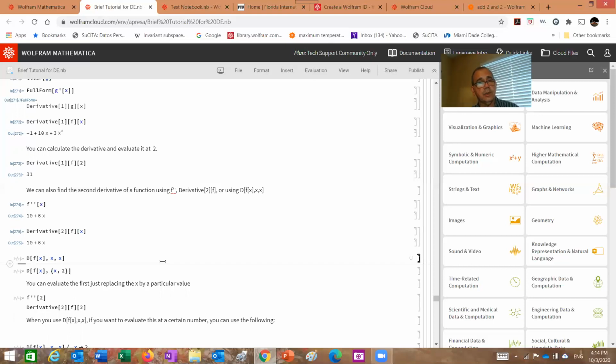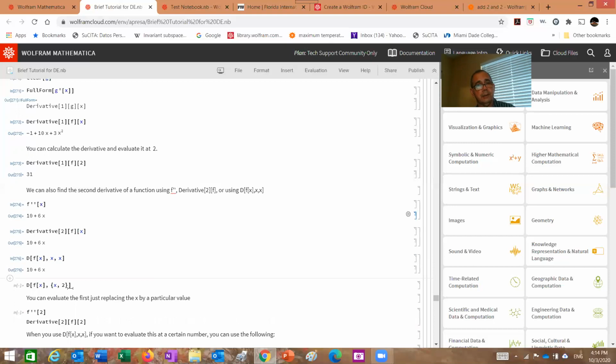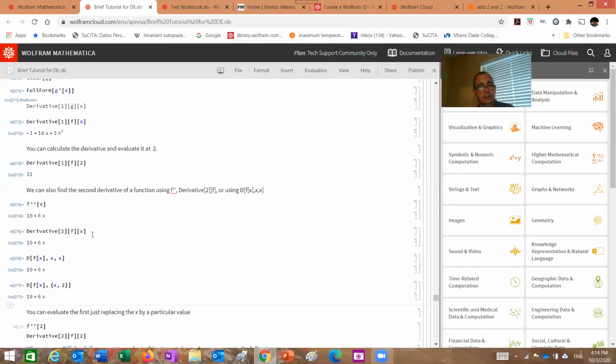And then in this case, you get the expression for the second derivative. But if you don't want to repeat, it means you have to find the fifth derivative. You need to replace the x 5 times. But if you don't want to do this, of course, you can use this format rather than this format here. You find the derivative of f of x, I mean d of f of x, comma, and then in between braces, you put the x and the number of times that you want to differentiate this. So in this case, you get the same thing.